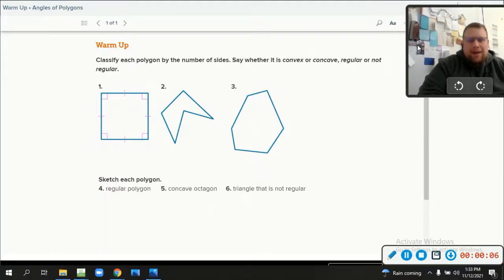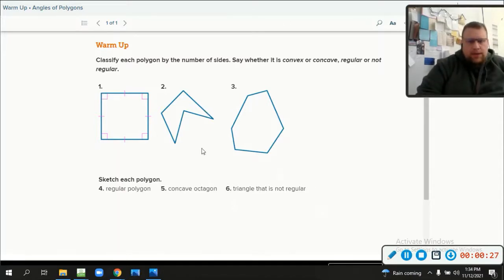Classify each polygon by the number of sides. Say whether it's convex or concave, regular or not regular. Oh, and then down here, sketch each polygon. So, ready, set, go. Okay, pause if you need more time.